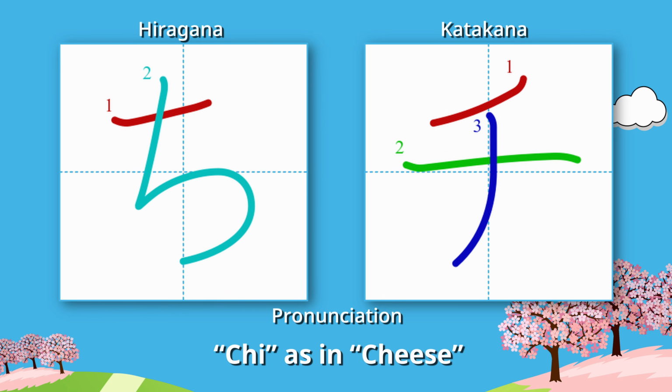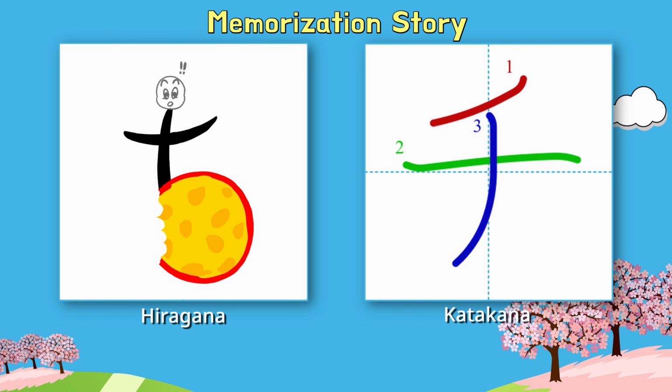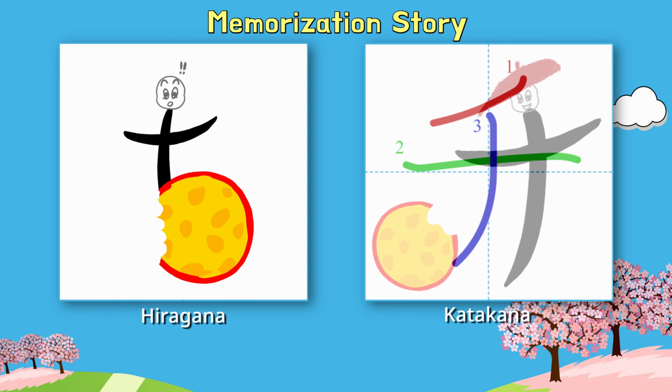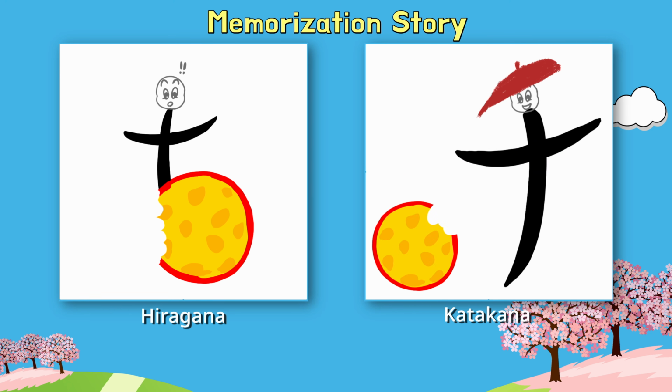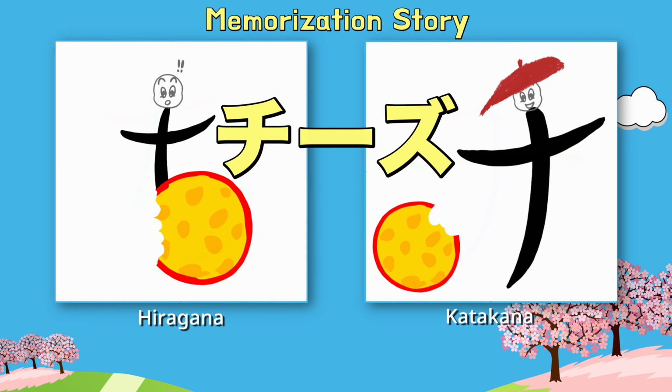These characters represent the sound chi, as in cheese. The hiragana chi looks like a person measuring a huge wheel of cheese by stretching out their arms. The katakana chi, on the other hand, looks like the same person with a French beret on his head, all happy about the cheese he's received. Nope, he did not have legs. By the way, cheese is said cheese in Japanese, but we haven't learned about the sound of zu yet, so we'll get to that later in the video.